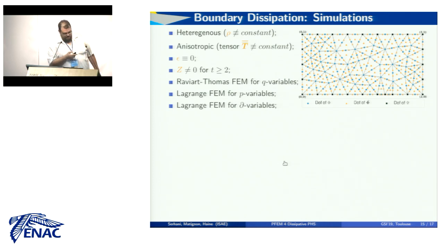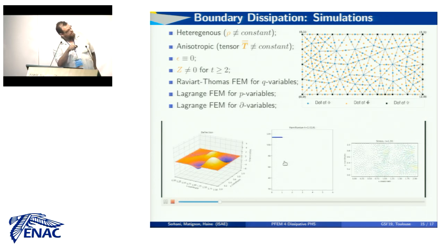So now we just would like to know if what we wrote on paper works. So we took a heterogeneous, anisotropic case on this rectangle. We do not put internal dissipation. And Z will be switching only at t equal 2. So at the beginning, it must be a constant Hamiltonian, and at time 2, it must decay until it reaches a stationary solution.